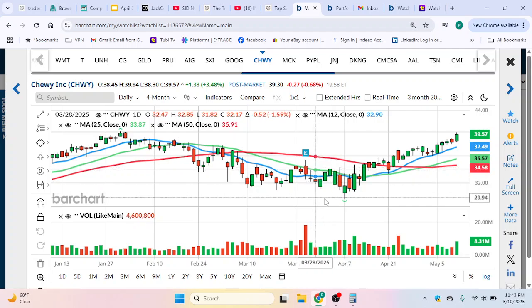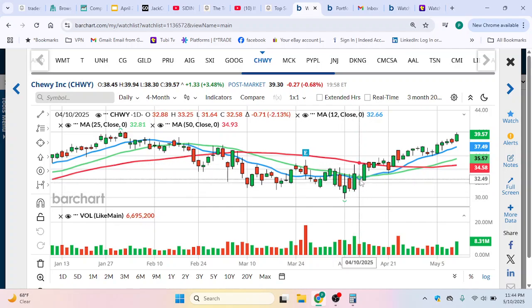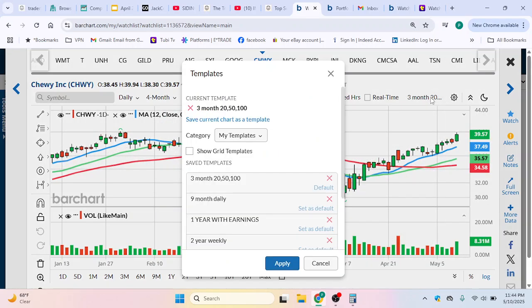I bought Chewy after we had earnings, so I didn't buy it there. We had this low, we had a gap up, closed, then the next day we had this large wide range bar, an inside bar. I believe I got involved right in here. On these tighter candles is where I got involved. And so I've been able to see a profit in Chewy here over this last month.